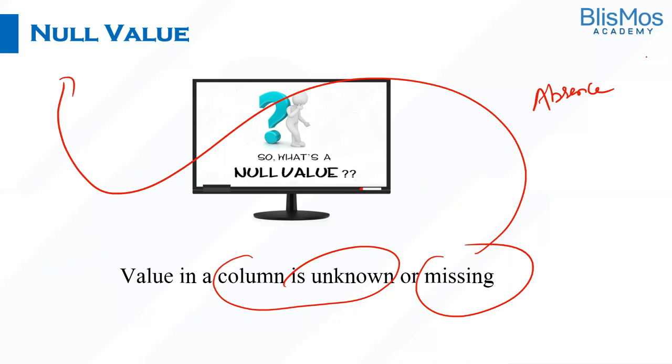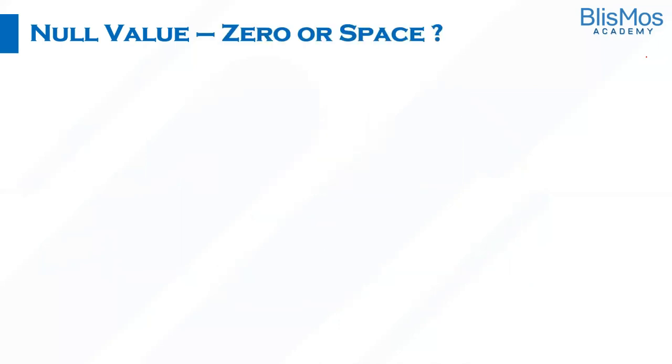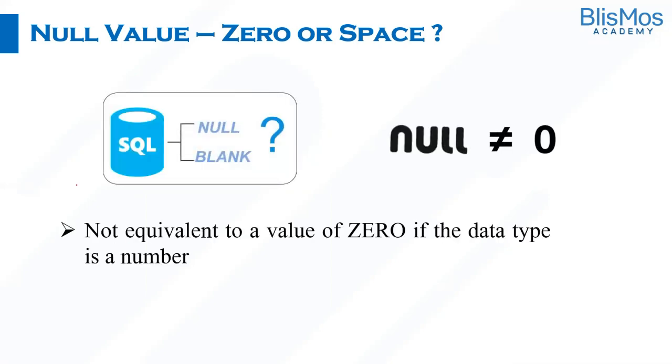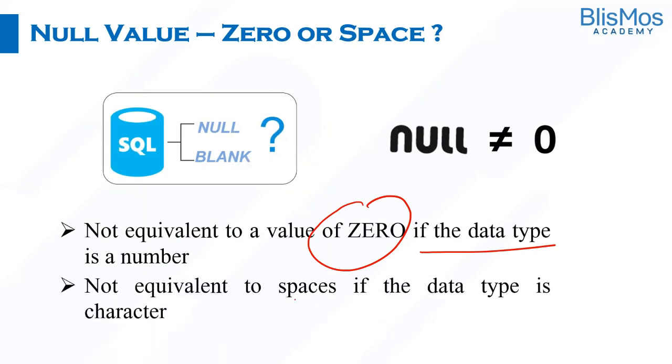So we looked at the various ways of defining a null. Then the question arises, if null means the absence of a value, is it a zero or a space? No, neither of them. Null is the absence of a value, but it is not equivalent to a zero, which is part of the numerical data types, and it is also not equivalent to spaces, which are part of the character data types. Awesome, we understood what null is and how it is different from zero or a space.